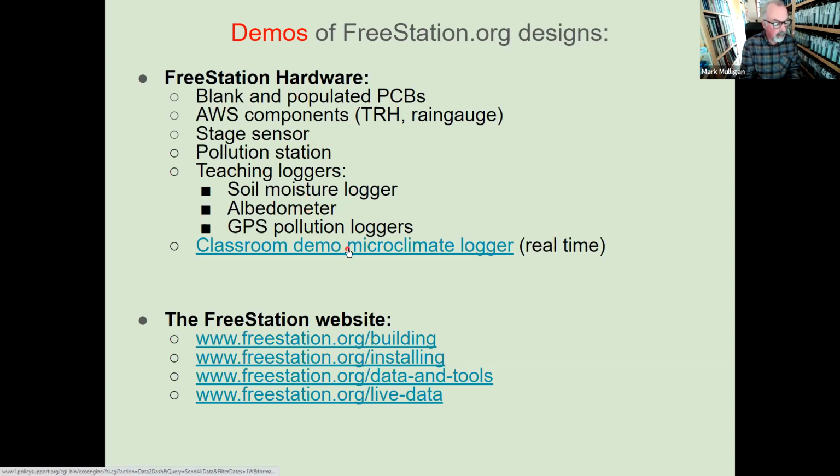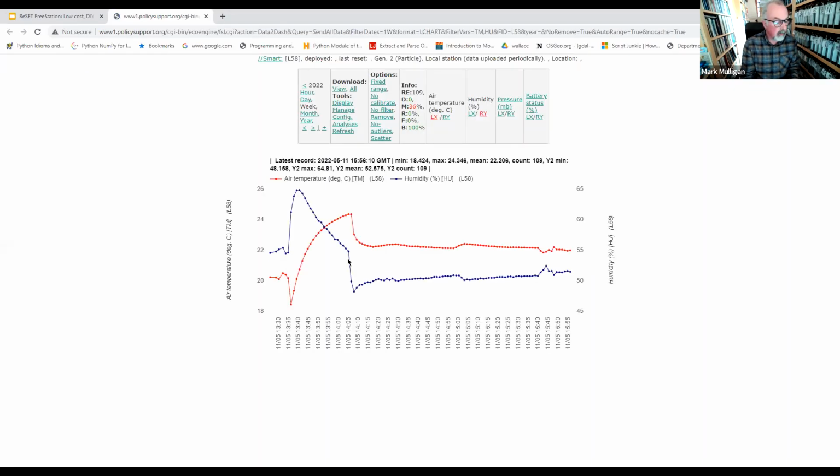The classroom demo logger that I showed you, flashing away, collecting data, has been on for a little while, and this is the data that it's sending to the internet. I had it in my workshop at the top of the garden. Looking at the temperature, it was relatively cool in there. I took it outside to the house, and as I brought it down, it's much colder outside.